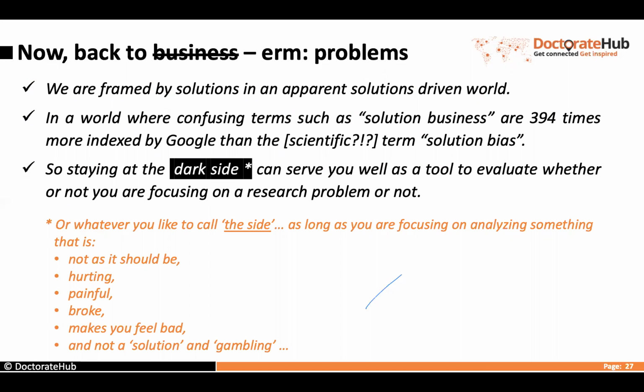So, as long as you stay at the dark side, or whatever you want to call the side, as long as it's hurting, painful, broke, makes you feel bad, is not a solution or gambling, those are the things where you can control and check yourself. Am I on the right side? Am I still dealing with a research problem?